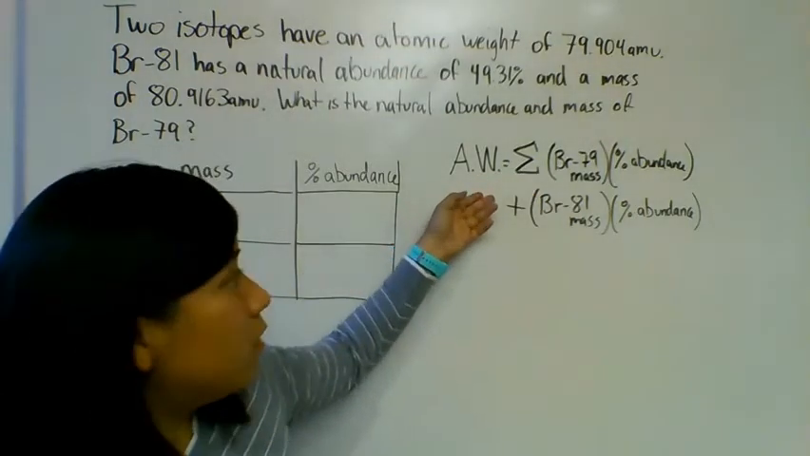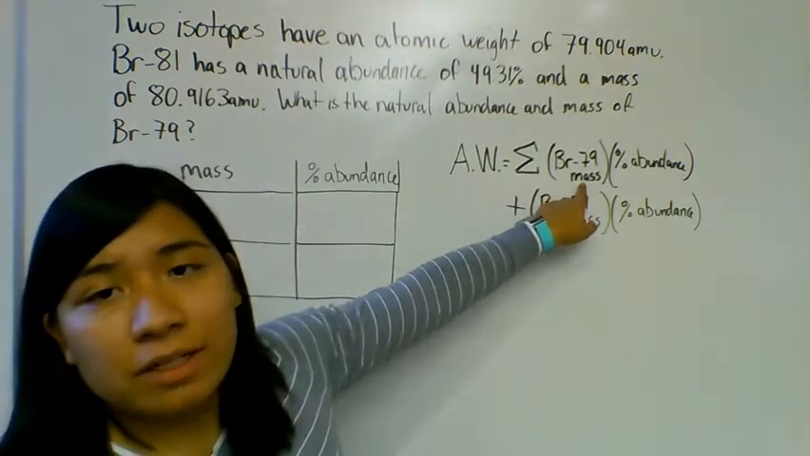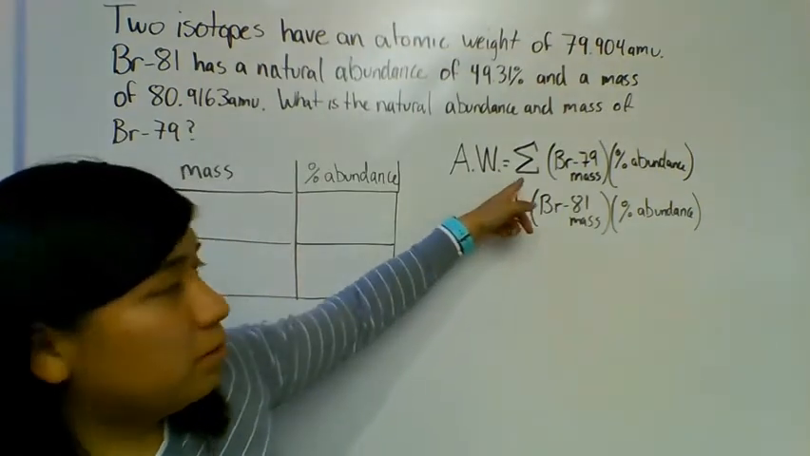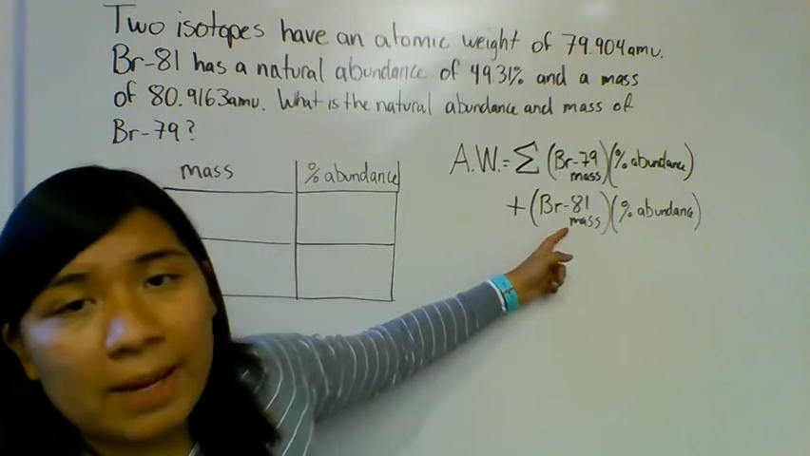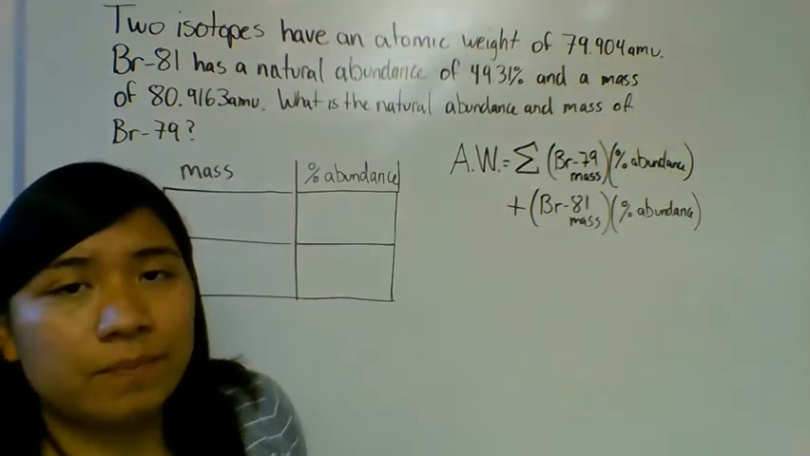Atomic weight is going to be the sum of the mass of bromine 79 times its percent abundance, plus, that's what the sigma means, it means that you're adding everything, plus the mass of bromine 81 times its percent abundance.